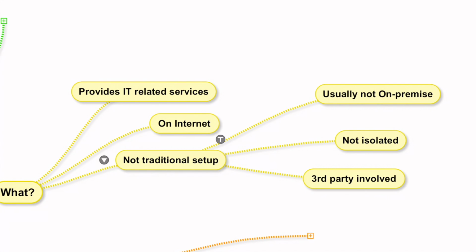It is not a traditional setup. So if you want to differentiate between the on-premise and the cloud services, then to signify a cloud service, it definitely is not on premise. It will be on the internet. It needs internet to access. It will be somewhere out of your premise, out of your data center. It is not isolated. That means it is not within the corporate network. It is on the internet again. It can be accessed from either your corporate network or it can be accessed from anywhere. As long as you have access to the internet, you should be able to access it.